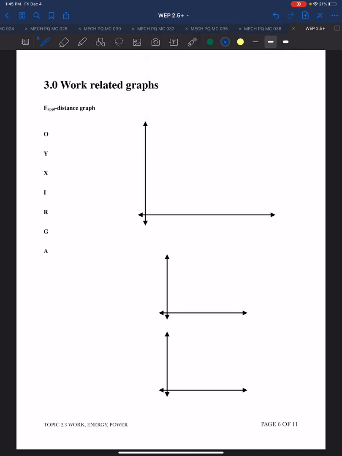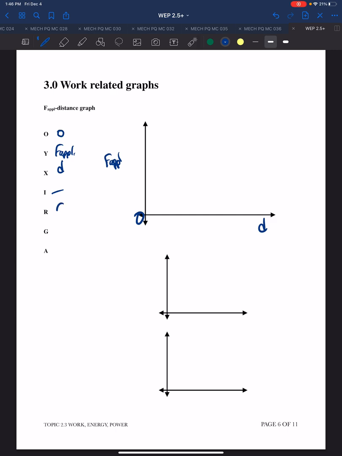So in this installment, we are going to look at work-related graphs. Our first graph is going to be a force applied and distance graph. So let's do an Oiz-Zerga analysis. The origin, we will set equal to 0. The y-axis is force applied. The x-axis is the distance. And the intercepts will be dependent upon what we're going to graph.